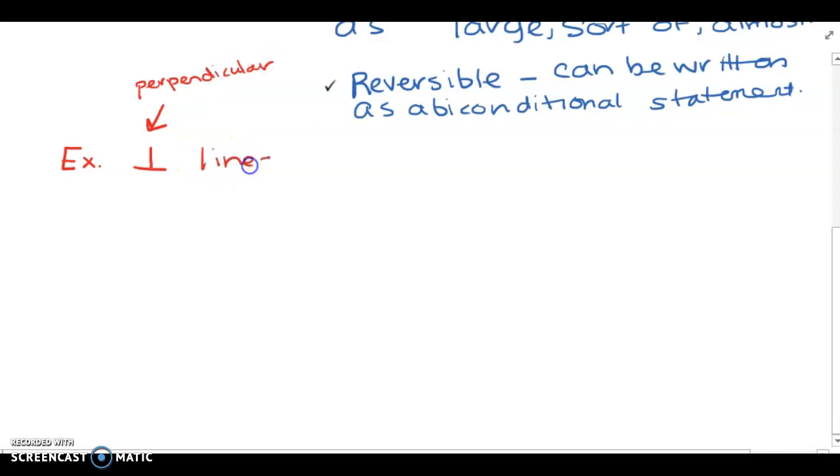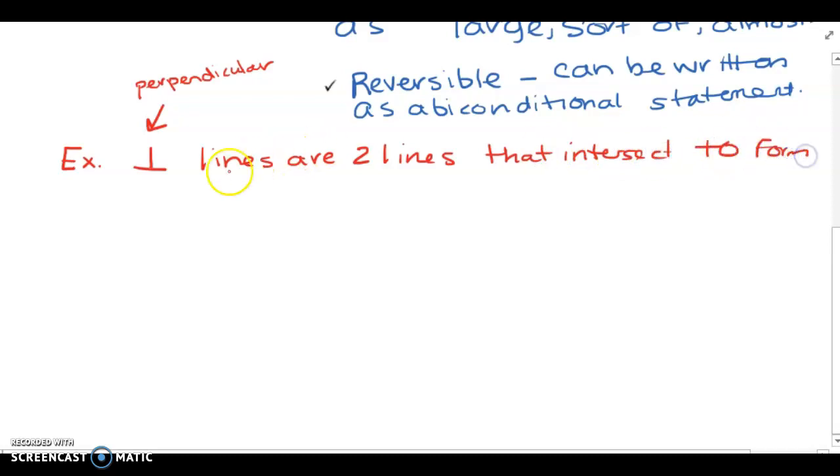So perpendicular lines are two lines that intersect to form a right angle. Okay, that's the definition of perpendicular lines. All right, so if we break this down, let's do the conditional first, just stay in the same order we always do. Let's do the conditional statement first.